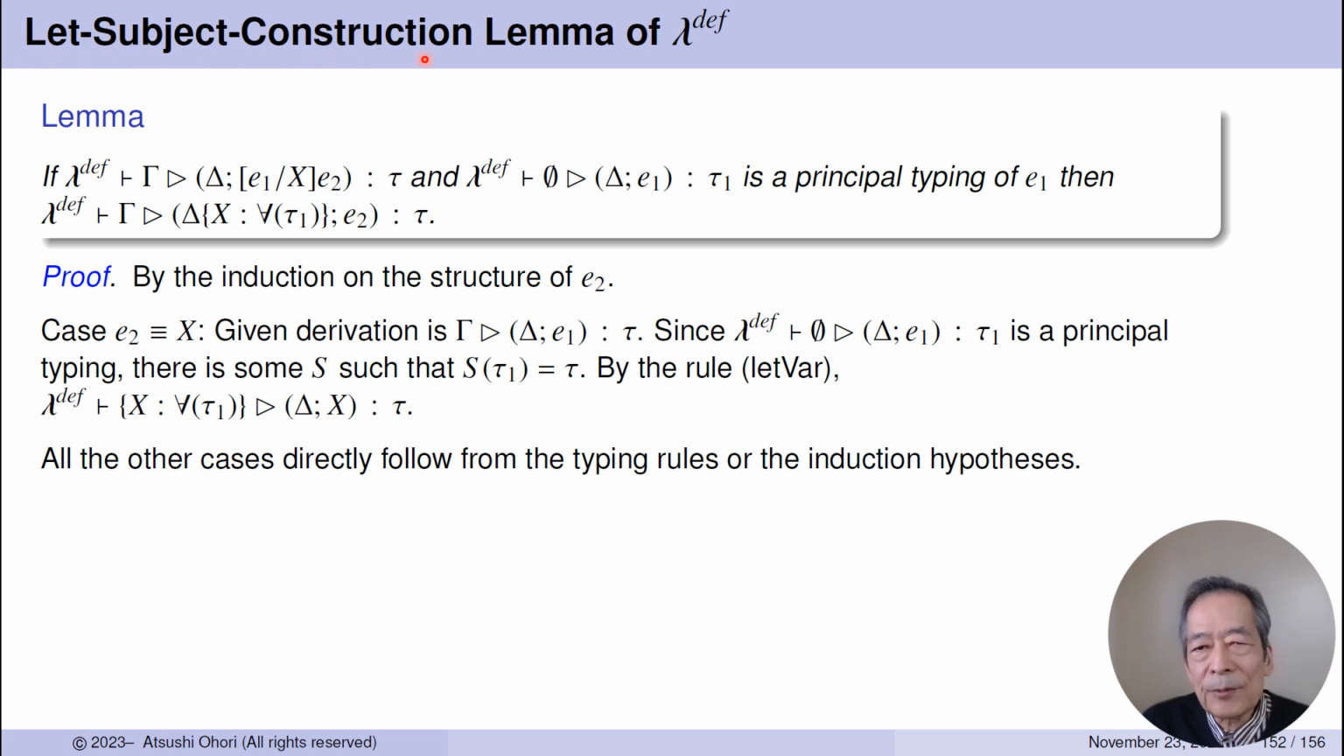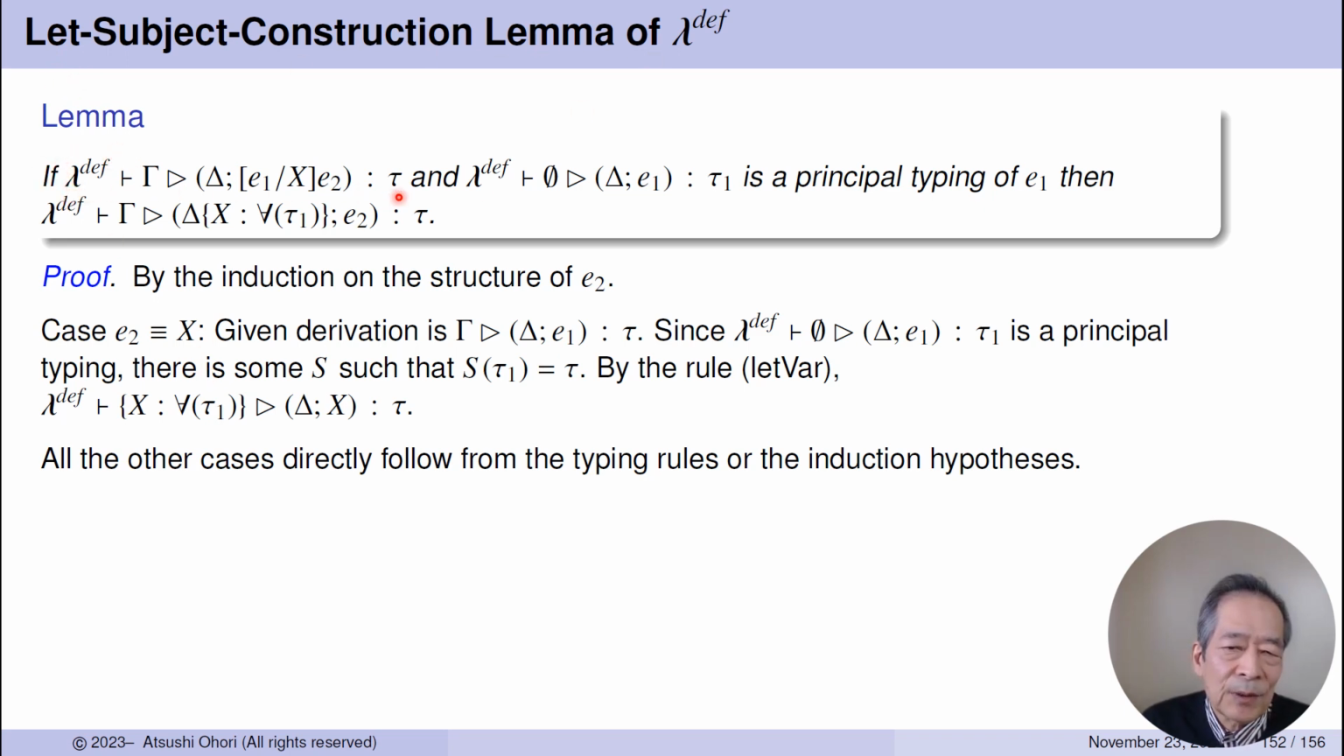So, the let subject construction lemma of lambda def, this is the name I gave to this lemma. If you have some familiarity with type theory, then you are familiar with the subject reduction property. The converse is sometimes called subject construction, and this is that property for let reduction. So the name. The statement is this one.